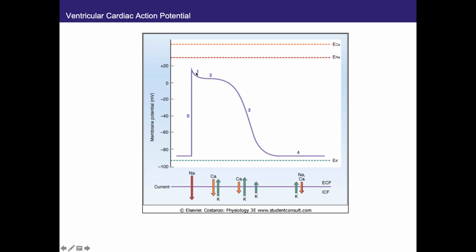1 slightly hyperpolarizes the cell. That's due to a transient potassium channel. It just opens and closes really quickly. 2 is called the plateau phase, and that's due to an opening of a voltage-gated calcium channel. And then 3 is a voltage-gated potassium channel, repolarizing the cell, pulling the membrane potential closer to the equilibrium potential for potassium. And then 4 is also potassium. It makes sense when you think about it. Now that you know something about equilibrium potentials and the chord conductance equation, this makes sense.